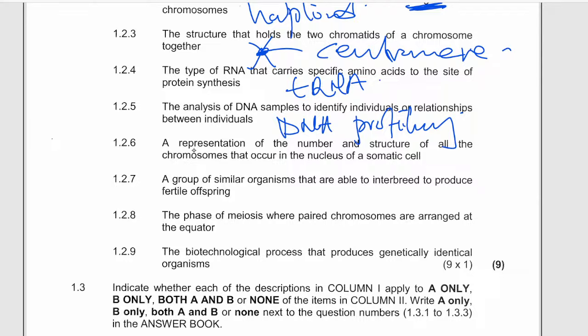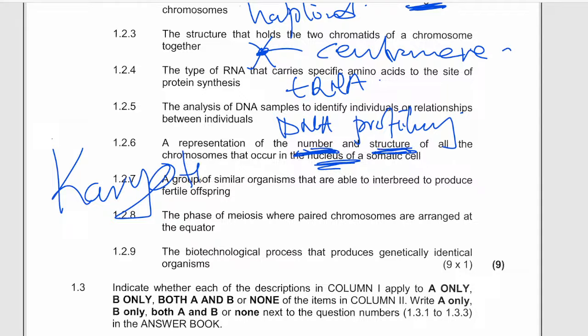I've skipped one. The arrangement, number and structure of all chromosomes. If you talk about the number and structure of all chromosomes in the nucleus, whenever I talk about the nucleus, you come with the word karyo. Everything is stipulated in the material book. So number and structure, we need to know which type of nucleus that is. Therefore, it becomes karyotype.